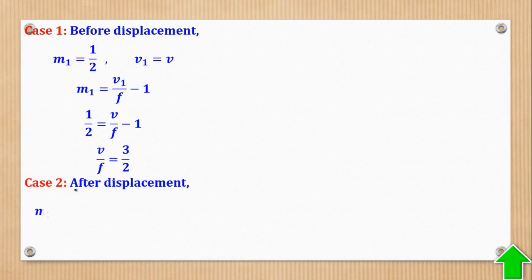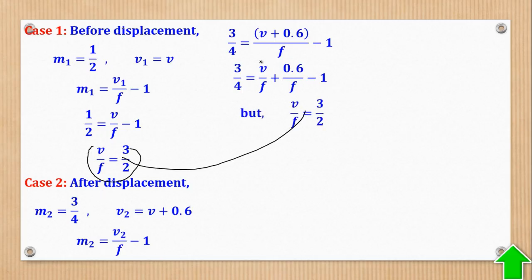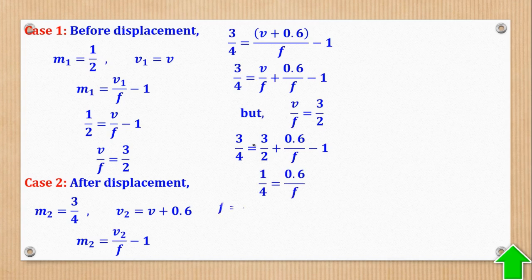What about after displacement? The new magnification is 3/4 and the image distance is v plus 0.6. Therefore, you shall quote the formula, substitute, and split this numerator to give you v over f plus 0.6 over f. But v over f is already known here, so substitute it there to come up with that. Now f is the only unknown, so look for ways of making it the subject, and that will be the focal length they wanted. So that is Roman 1.